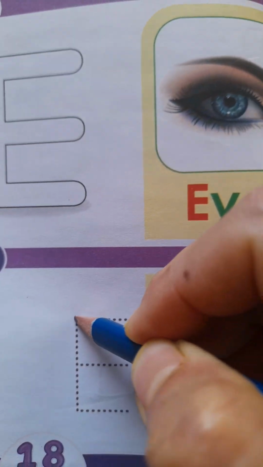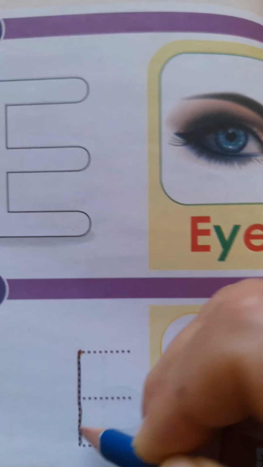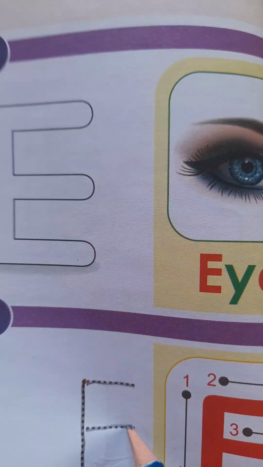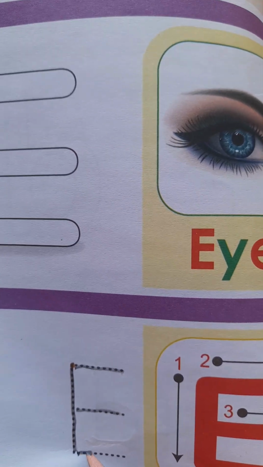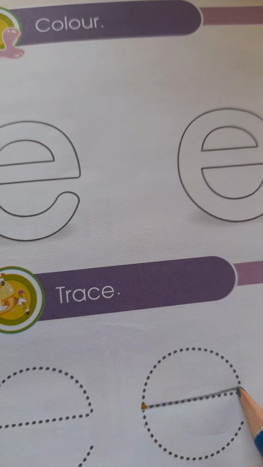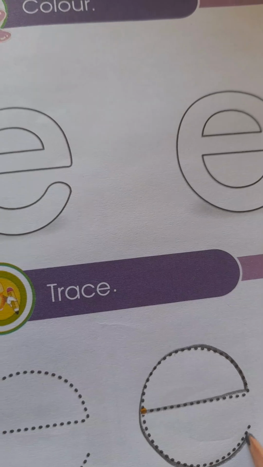Let's write capital E and small e. Start from the dot. Go down. Vertical line. And we make 3 horizontal lines. Like this. And now let's move to the small e from the dot. We make a straight line, go up, round, and down, like this.